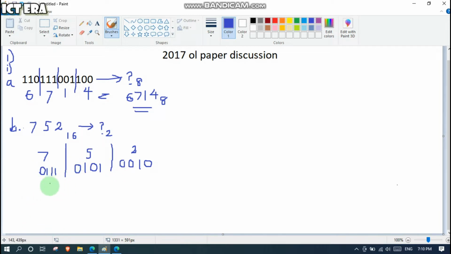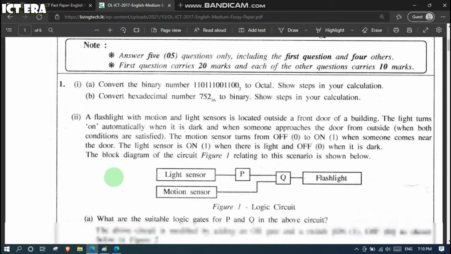So finally we get the answer as 11101010010. The base should be 2. So this is the final answer for Roman number 1, B part. Let's move to the next question then.